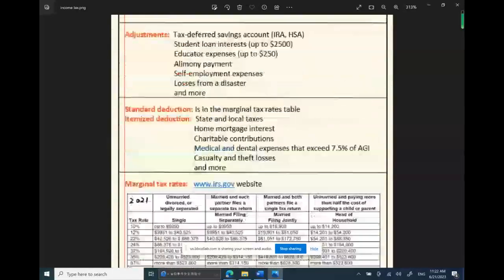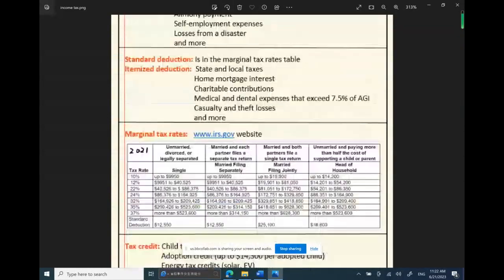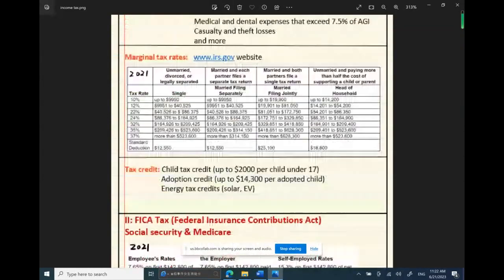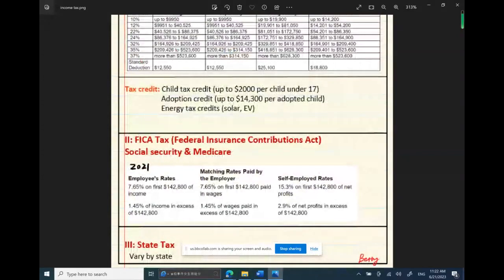So those are some important steps of figuring federal income tax. The second part of your total income tax is the FICA tax. FICA stands for Federal Insurance Contributions Act. That money is used for Social Security and Medicare.